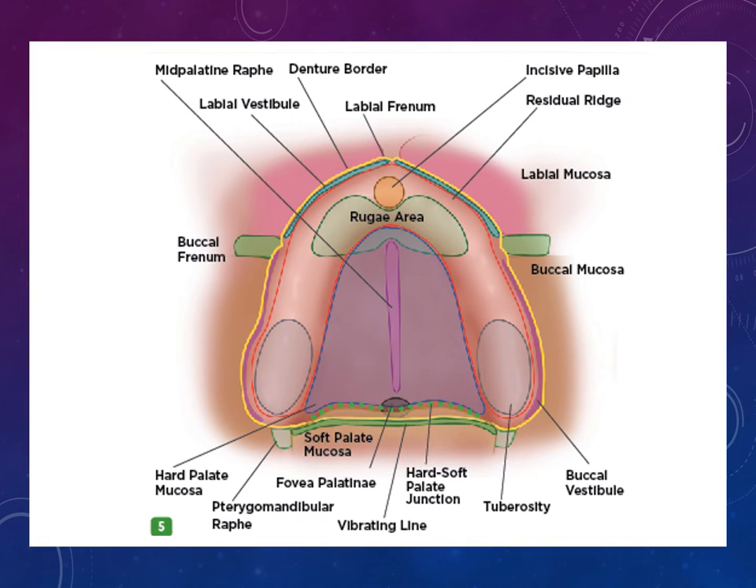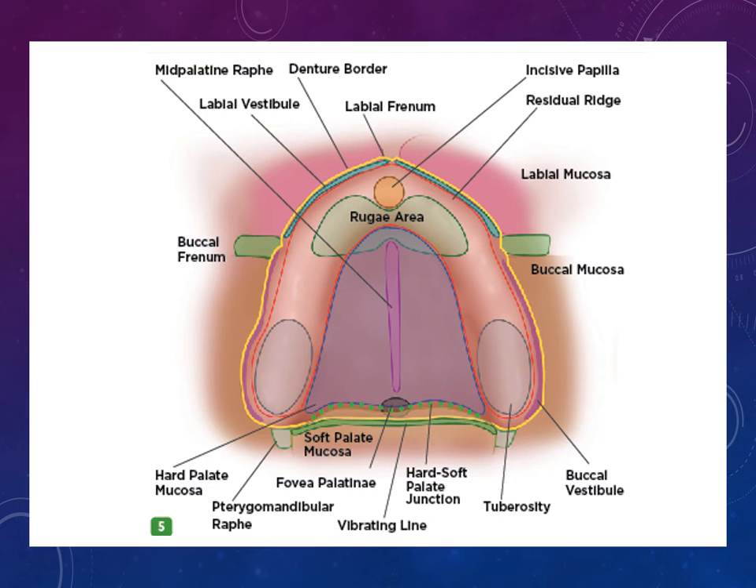If you look at this particular picture, these are the areas that you will have to first be well versed with, right? So this is your incisive papilla, this is your residual ridge, then this is where your rugae will come, and this is where your labial frenum is. Then this area is called your labial vestibule, then this is your mid-palatine raphe. Here you have your buccal frenum and buccal vestibule in this particular area. Then this is your tuberosity area, and this is your hard palate area.